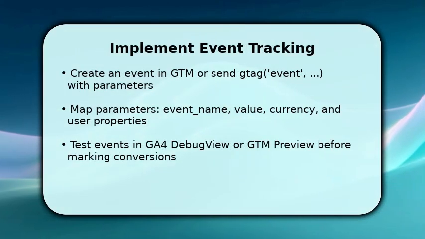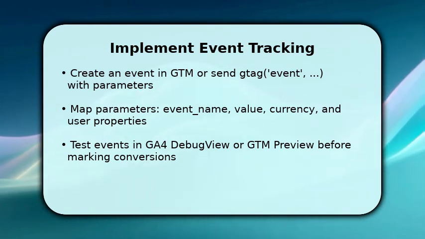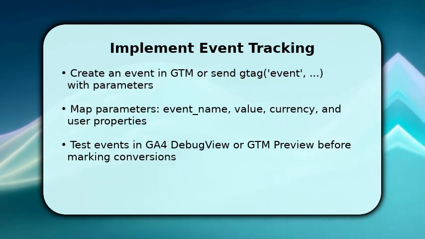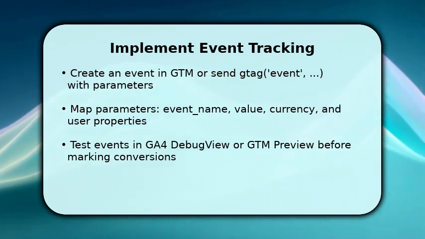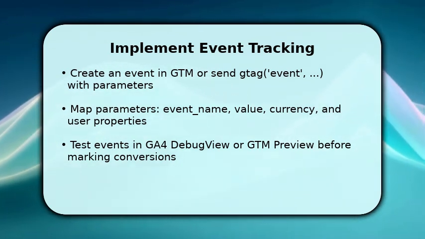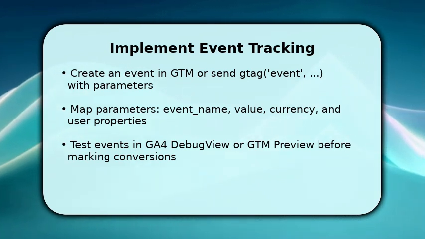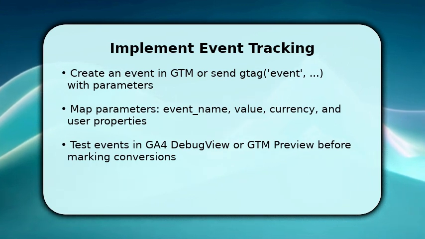Now you implement the detailed middle steps. Create the event and pass useful parameters. In Google Tag Manager, build a tag that fires on the user action and populate event name, value, and currency. If you use G-tag.js, call gtag event your event. Make sure triggers are precise to avoid noise.